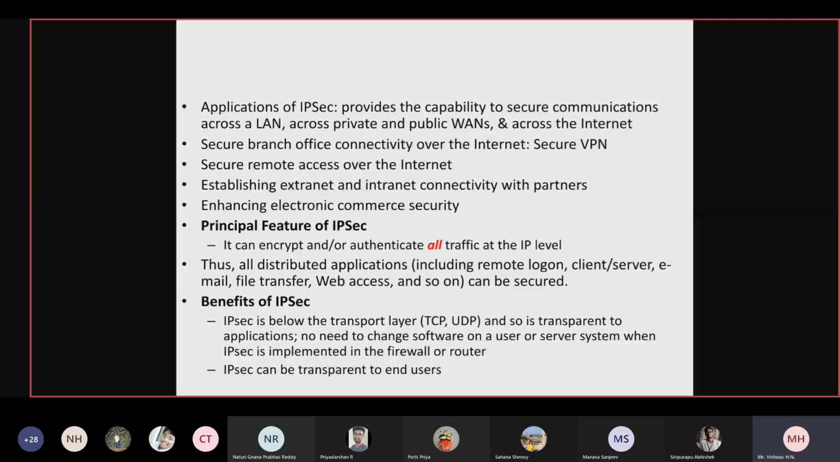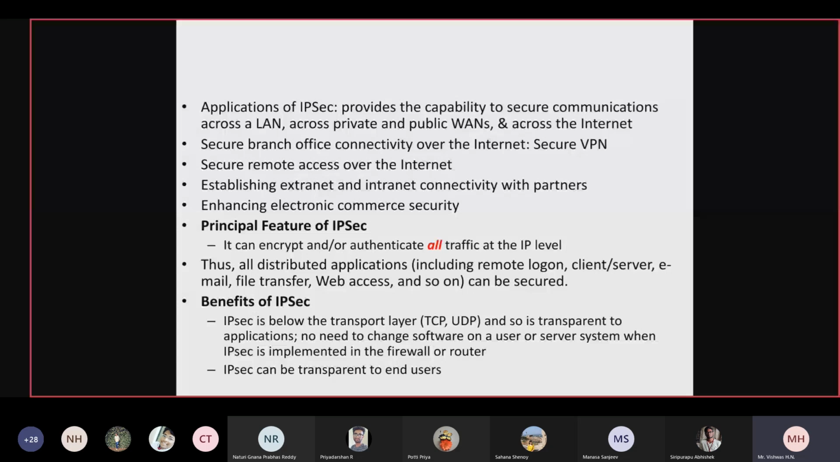Is that clear? Benefits of IPsec: we are seeing all the above things. What we have seen is benefits itself, but let us go through again. IPsec is below the transport layer, that is in the network layer. The top layer is application, below that is transport layer, below that is network layer, below that is data link layer, and below that is physical layer. So IPsec is below transport layer, in brackets TCP and UDP, because transport layer uses any one protocol among TCP and UDP, and so is transparent to applications. IPsec is transparent to applications.